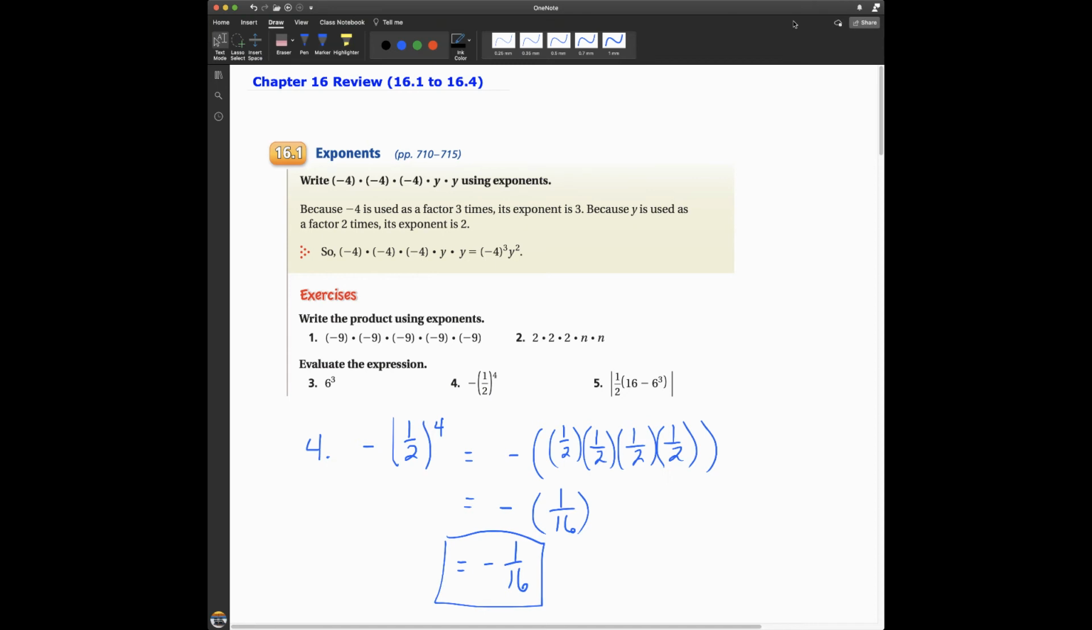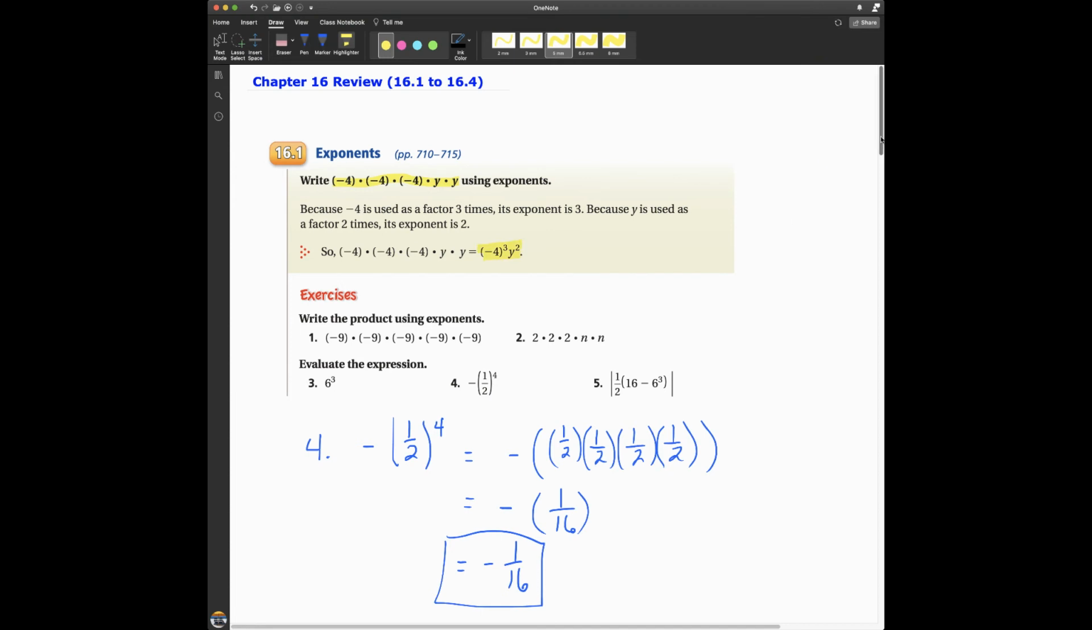So, Section 16.1, we talked about exponents, and you can see the example here where you have to write this product using exponents, and it looks like there's a -4 multiplied by itself 3 times. That's -4 to the third power, and then y multiplied by itself twice, and that's y squared. So then you just combine those, and there you go.